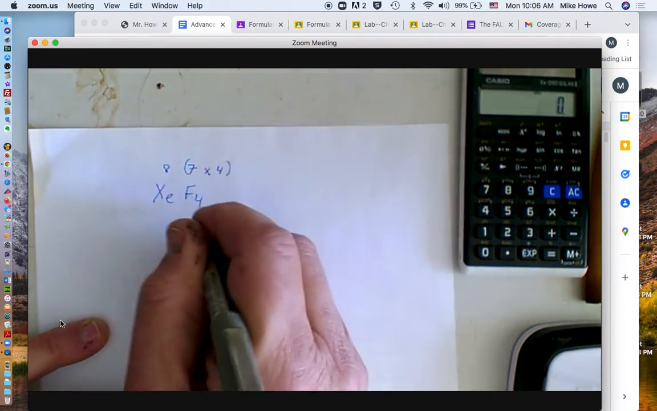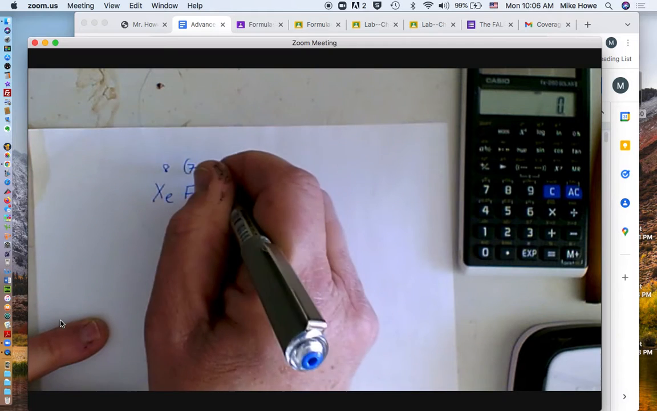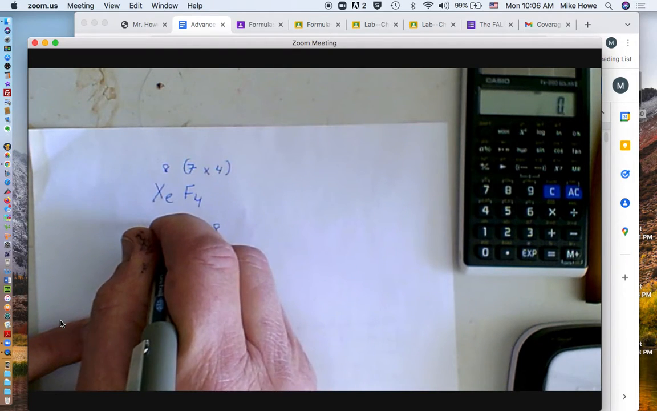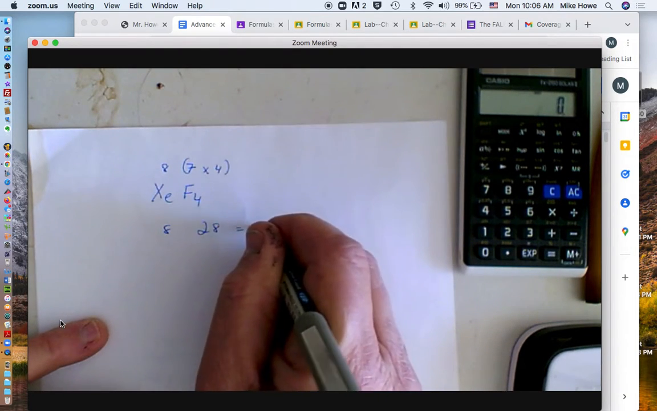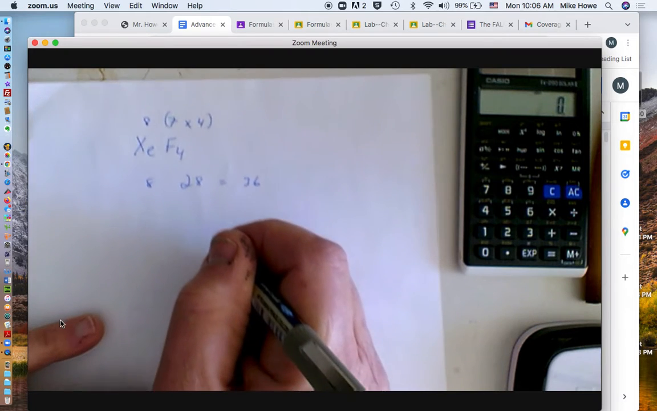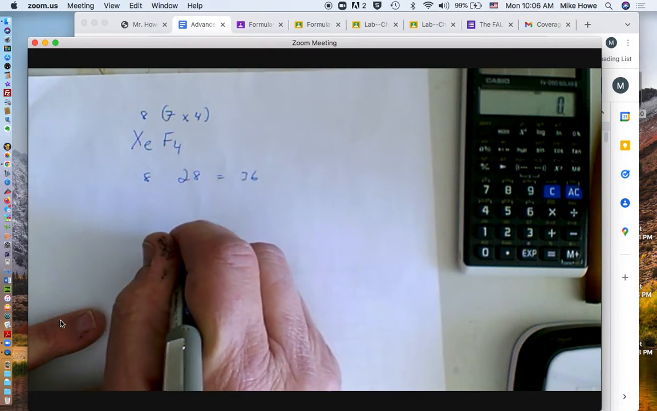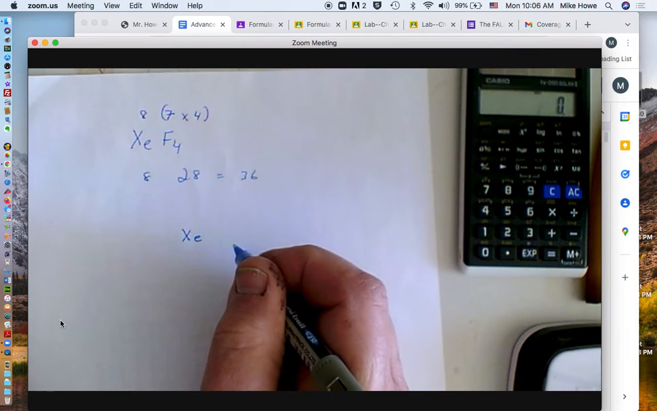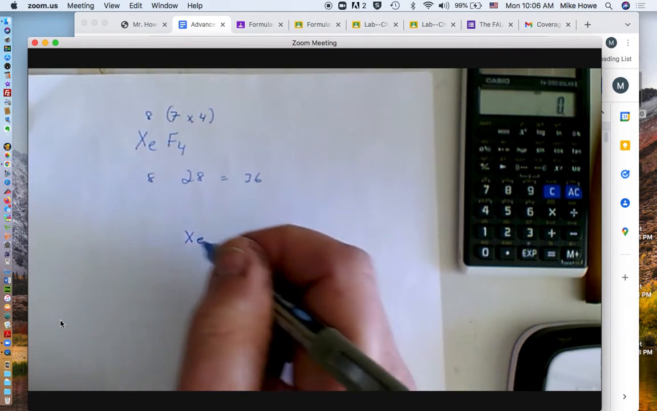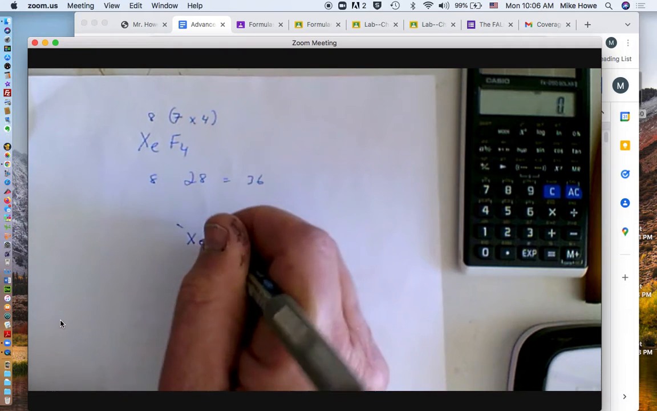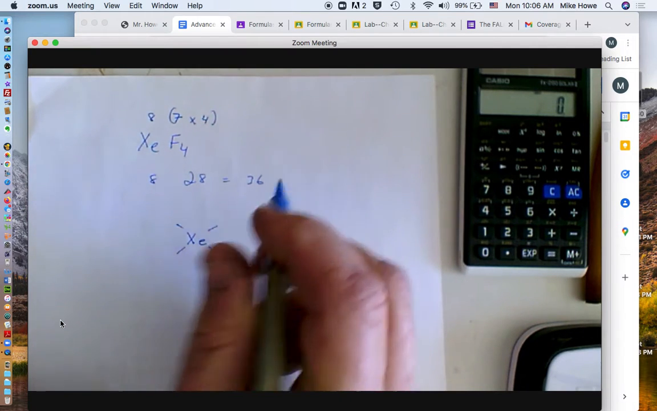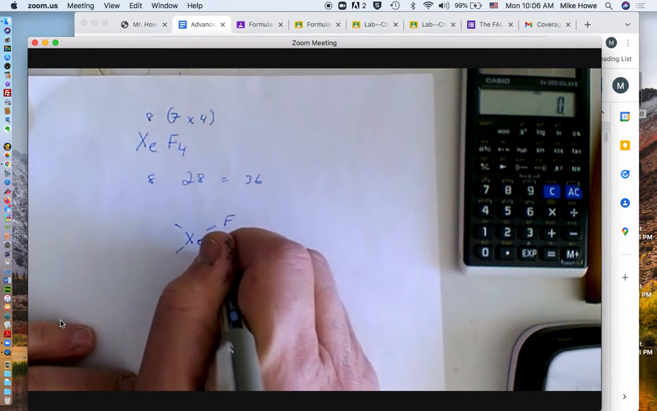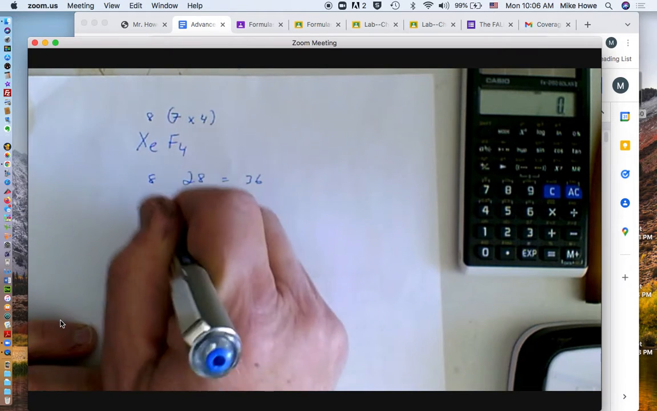So that gives us 28 valence electrons just for the fluorines, and then plus the 8 for the xenon gives us a total of 36 valence electrons. Draw your skeleton structure. In skeleton structures, you know that the least electronegative usually goes in the middle, and that's true here. So we'll go ahead and set it up like this with 4 bonds on it, 4 fluorines.